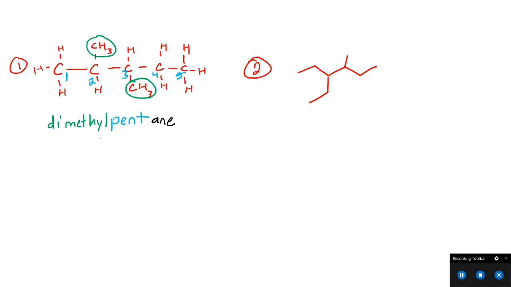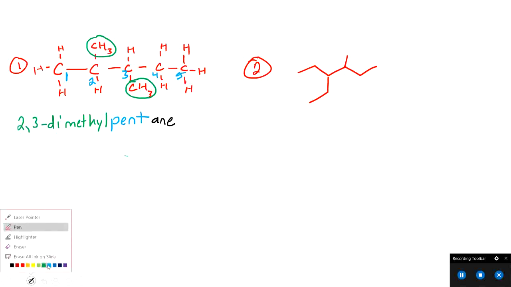Remember, this is all one word. But now we can't just say dimethyl, we know there's two, but how do we distinguish it? We need to say the positions they're on. So we have one on carbon 2, and we have one on carbon 3. So the name of this compound would be 2,3-dimethylpentane.